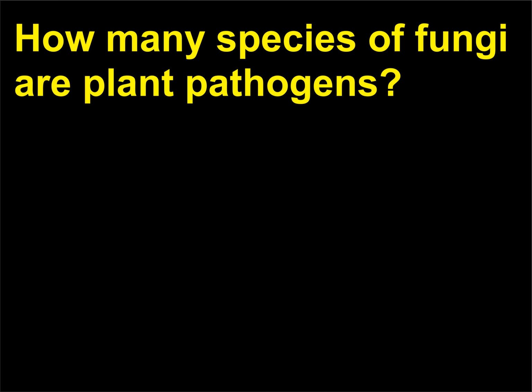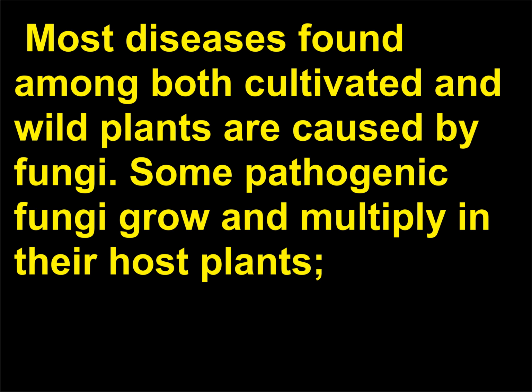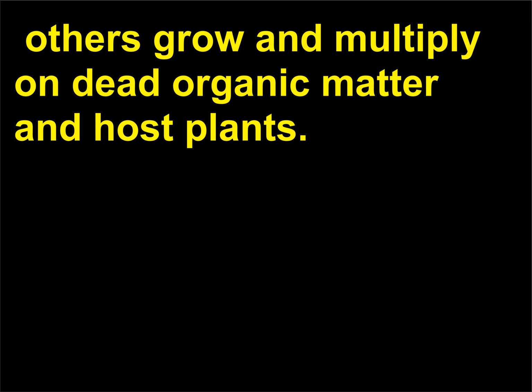How many species of fungi are plant pathogens? More than 8,000 species of fungi cause disease in plants. Most diseases found among both cultivated and wild plants are caused by fungi. Some pathogenic fungi grow and multiply in their host plants. Others grow and multiply on dead organic matter and host plants.